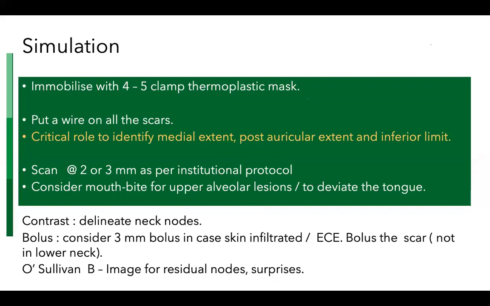Depending on the institutional protocol, one can scan at 2 or 3 millimeters. We should consider a mouth bite for upper alveolar lesions. Why we must consider a mouth bite for the upper alveolar lesions, in spite of the fact that we might be treating the 1B node, is that otherwise the tongue will be in apposition to the palate and we may end up giving a very high dose and causing mucositis and dysgeusia. So in spite of the fact that we may be treating the 1B nodes, we can still create a cold spot over the tongue, and therefore it's important to consider a mouth bite.